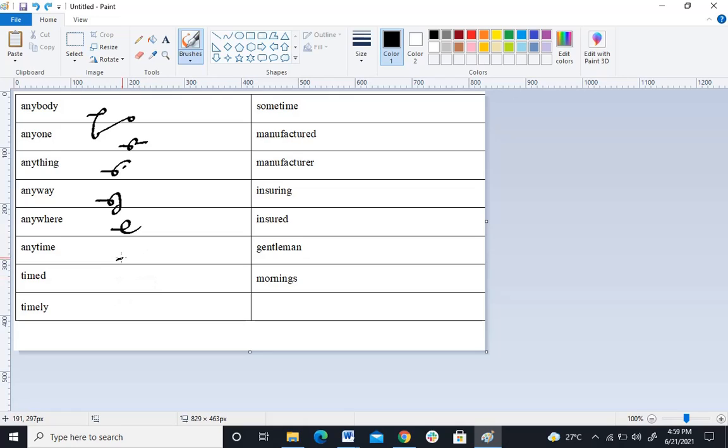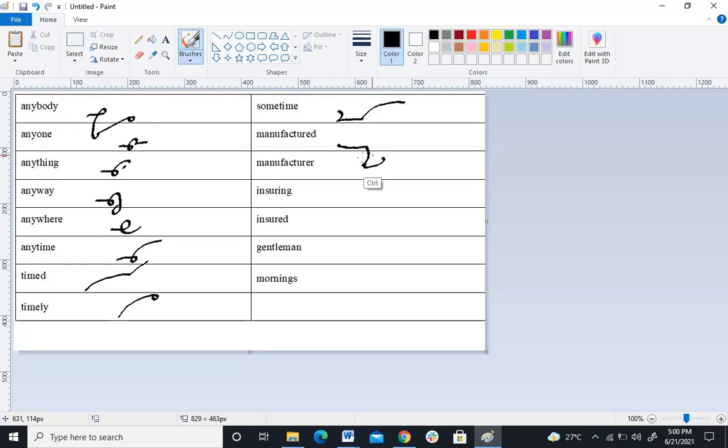M. Okay, timed. Next, timely. Sometime. So we have some and then time. Manufactured. So we have manufactured. RD. Hindi. Manufactured. D lang pala. D.